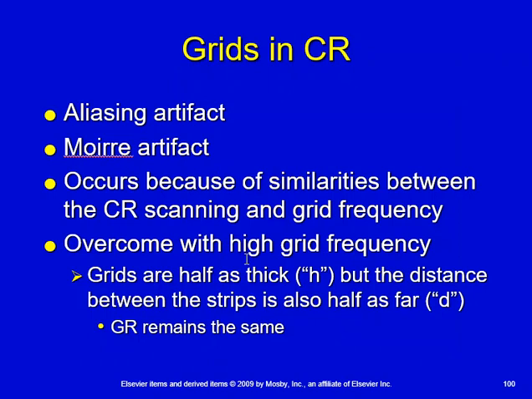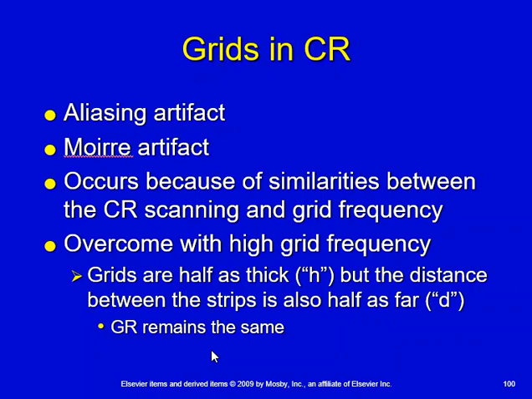So how we overcame the moire artifact and the lacing artifact is to use very high frequency grids. How we get to a point where we can have high frequency and not lose grid ratio and not lose significant cleanup is we take the height of the grid strip and cut it in half, and then we take the distance in between them and also cut those in half. In that way, our grid ratio remains the same, so our cleanup is almost identical. Your best measure of grid effectiveness is your grid ratio.